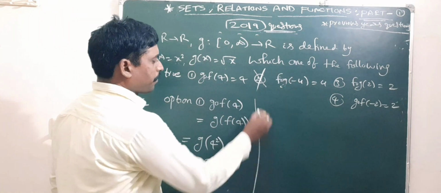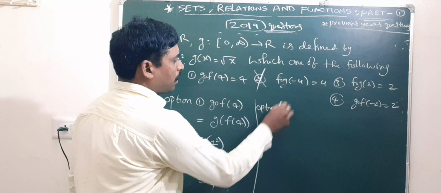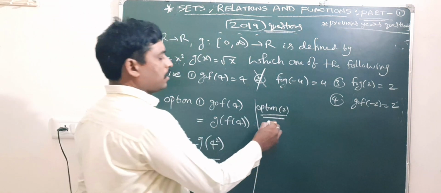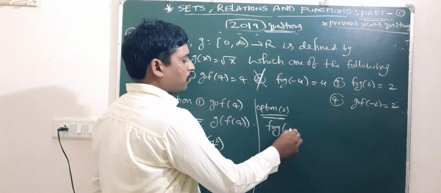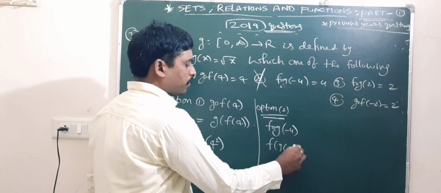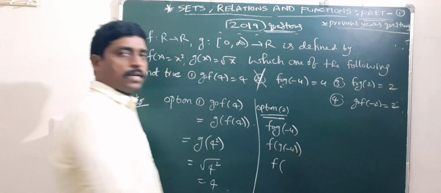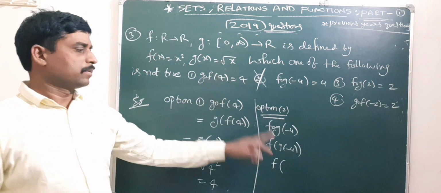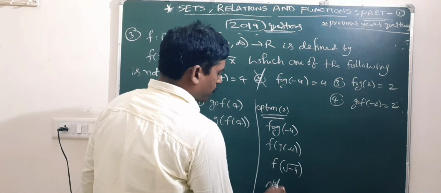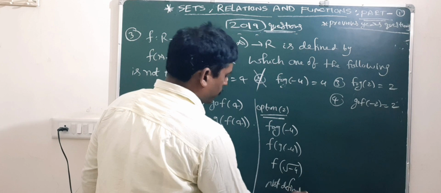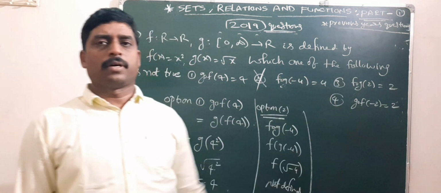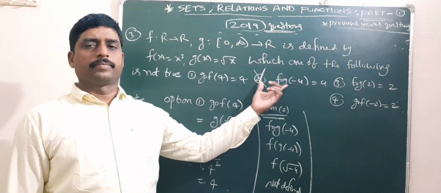Next, option 2. Option 2 is wrong. Okay, one second, let me verify. So f circle g, f composition of g of minus 4. This is nothing but f of g of minus 4. Therefore g of x is root x. So g of minus 4 is root minus 4. Root minus 4 is not defined. Okay, clear? So remaining third option, fourth option also. So the second option is not true.